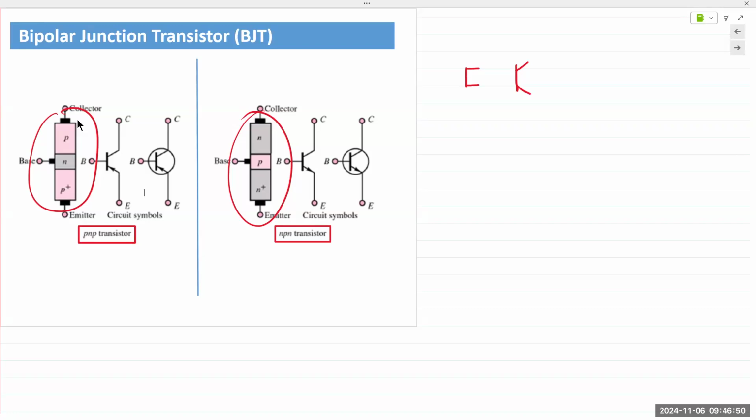Okay, so the three terminals are very similarly called to the FETs. You have drain, source, and gate. Current flows between the drain and source controlled by the gate. So for a BJT, it is a collector, emitter, and the base. Source, emitter, drain, collector, gate, base.